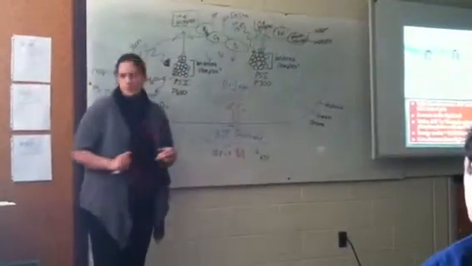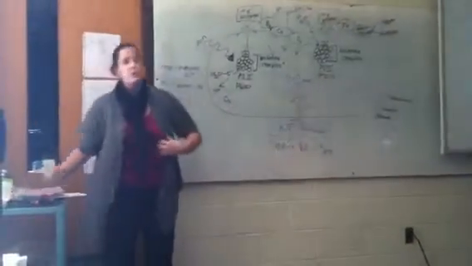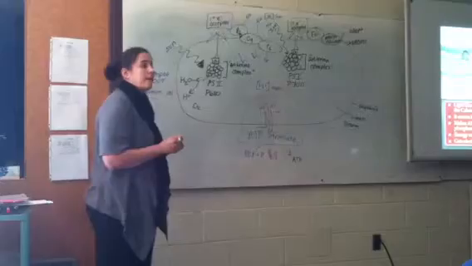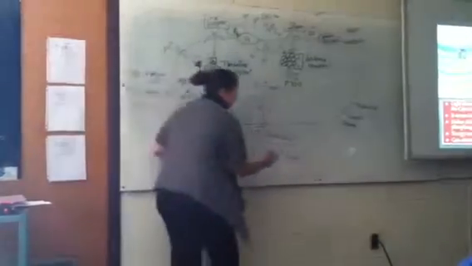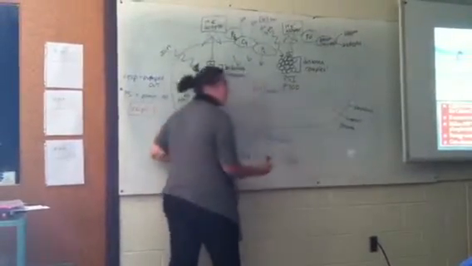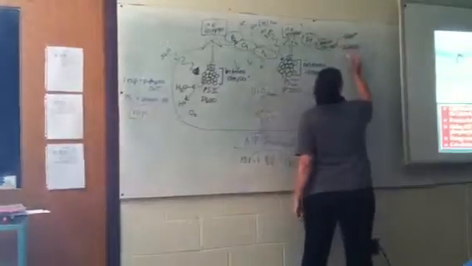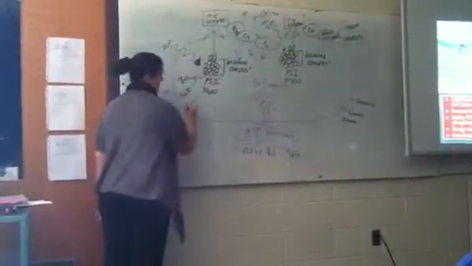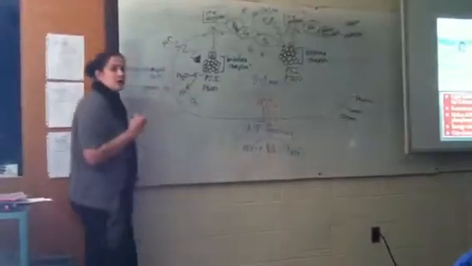So, the two things that we're passing on from the light reactions to the Calvin cycle are what? ATP and NADPH. And what's the other thing that's given off in the light reactions? Oxygen. Oxygen comes from the water splitting.